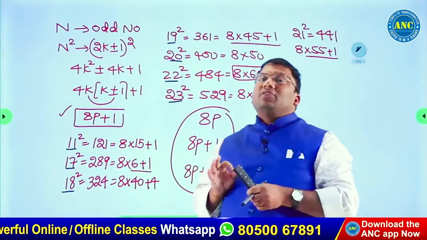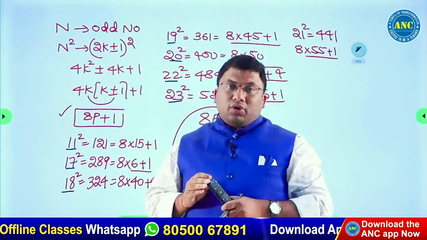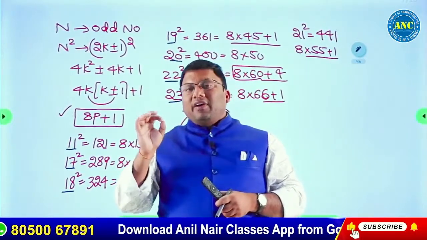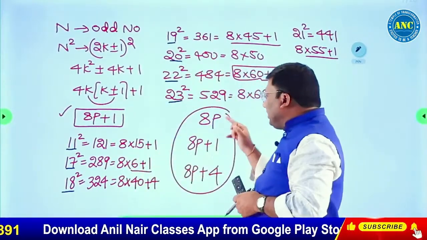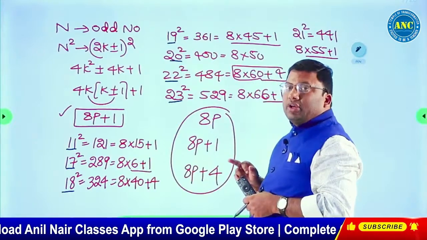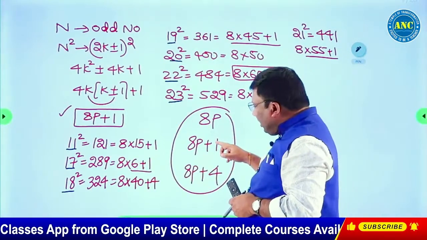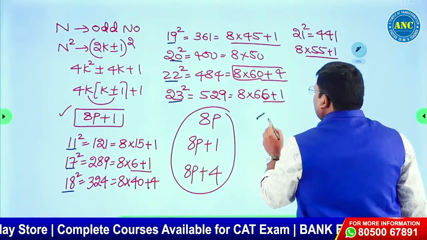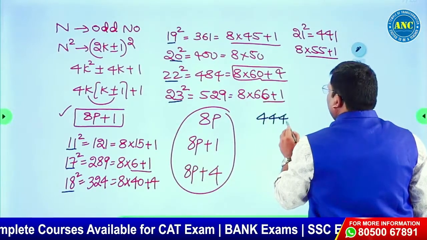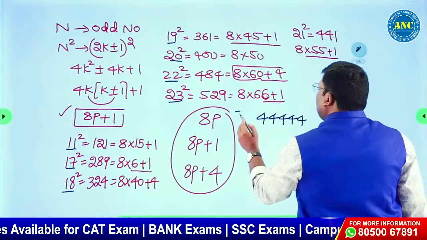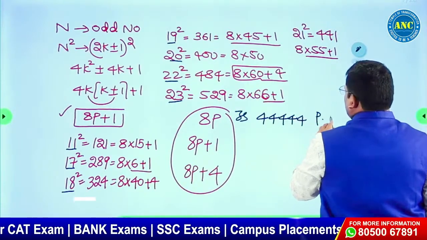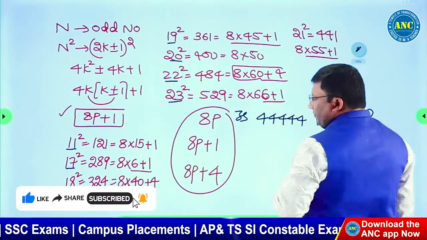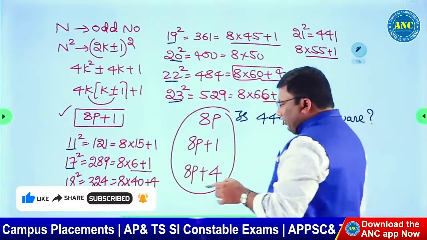Very, very important, which you will not find in a regular textbook. Any perfect square when divided by 8 should give remainder 8p plus 1 or 8p plus 4. If there is a question like this, is this number a perfect square? Is 5444 a perfect square?